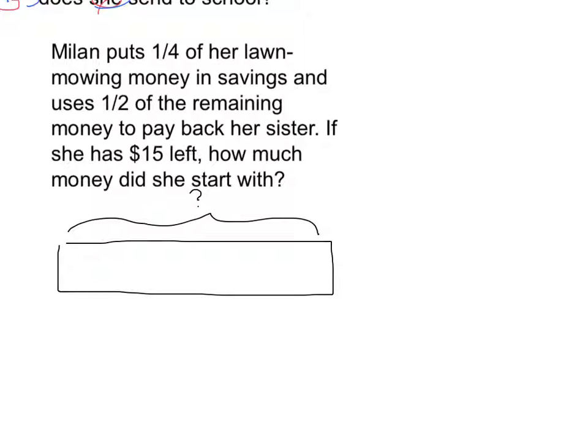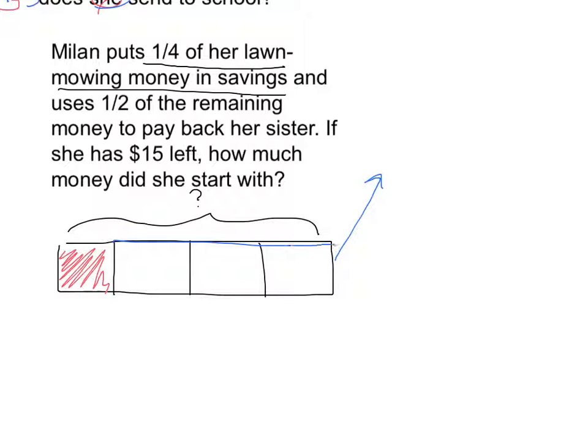What happened is that she put a quarter of her lawn mowing money in savings. So we've got to show a quarter here, a fourth. So I'm going to make some fourths. And this part, the red part here, is what she put in savings. It's gone. So the red part is gone, and half of what's left she gives to her sister.